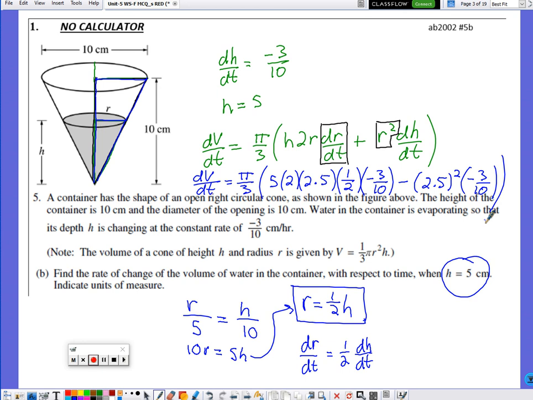And then I make sure I write down units. Talk and raise your hand. What are the appropriate units? All you have to do is look at what you're finding. You're finding dV/dt. So the units will be units of volume divided by units of time. So hands up, what are the units?